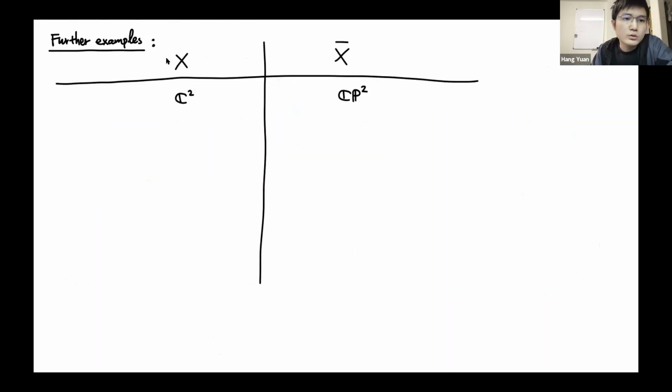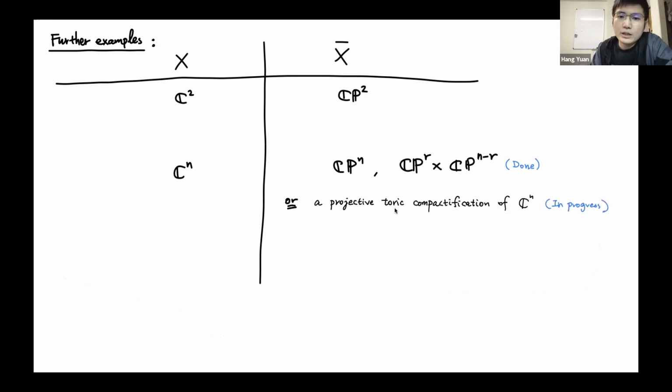And there should be also some further examples. First I started with C2 and compactified to CP2. And we can also do this with Cn and CPn. And actually we can also use the idea for CPn minus R. And hopefully we can also do any projective toric compactification of Cn.